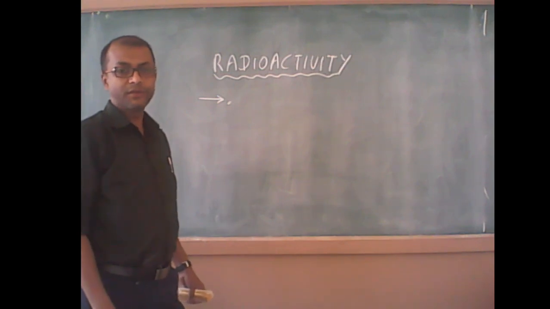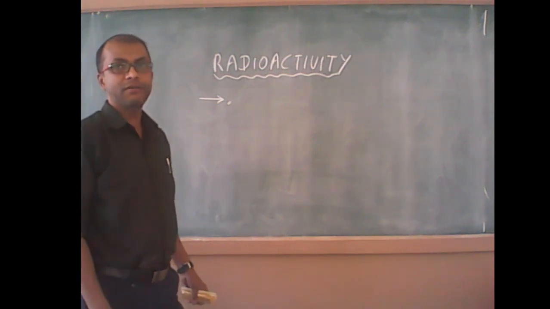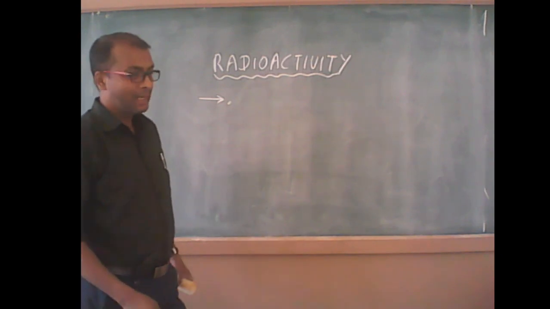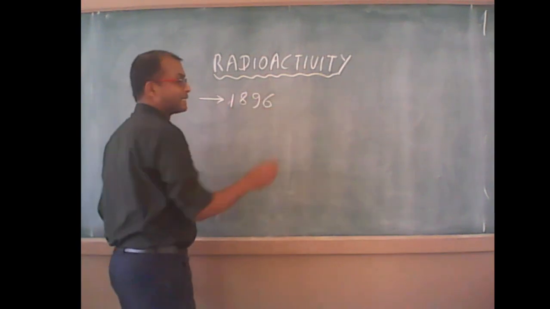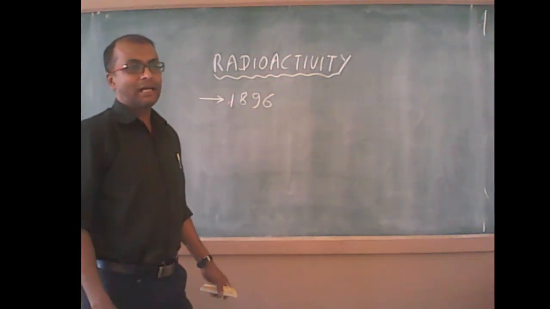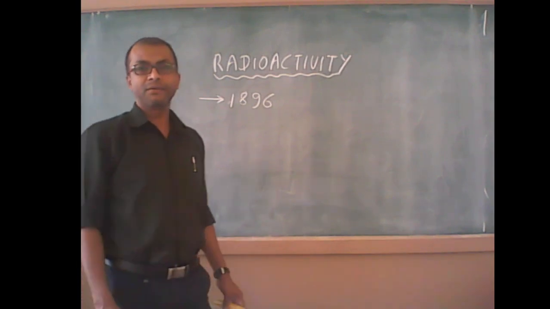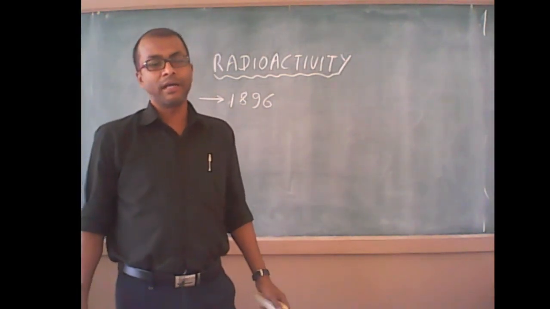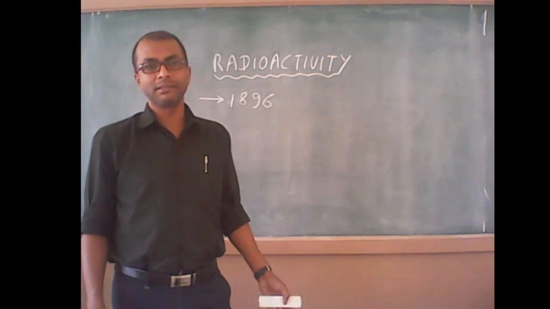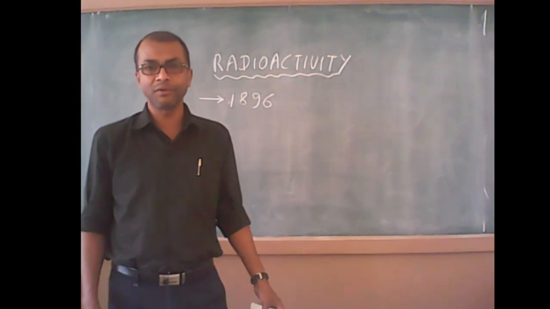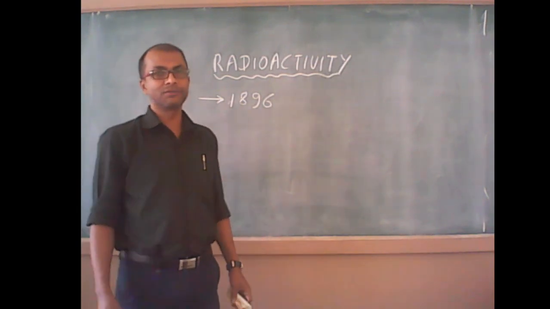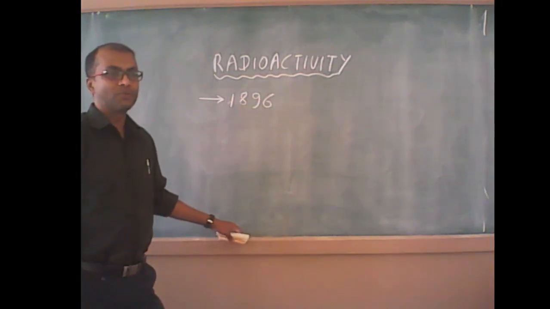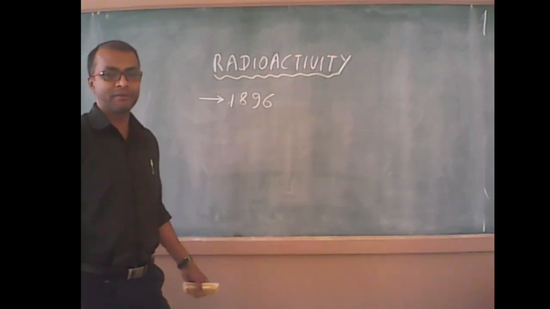So this phenomenon of radioactivity was discovered by a scientist named Henry Becquerel in the year 1896. Rather, this was an accidental discovery when he realized that a uranium salt emitted certain radiations which affected photographic plates. So this discovery was accidental in nature, but after its discovery, other scientists took over, and even Becquerel did a lot of studies on this phenomenon of radioactivity.